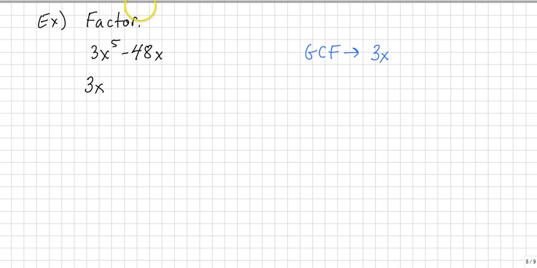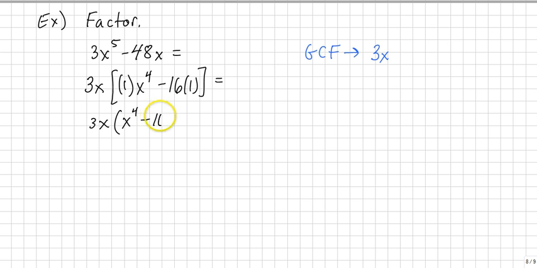So now we ask ourselves, 3 times what is 3? It's 1. x times what is x to the 5th? It'd be x to the 4th. 3 times what is negative 48? It'd be negative 16. And then x times what is x? It would be 1. And then we clean that up. It'll be x to the 4th minus 16.